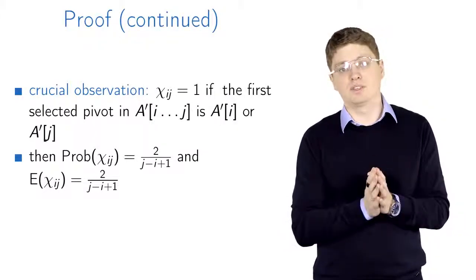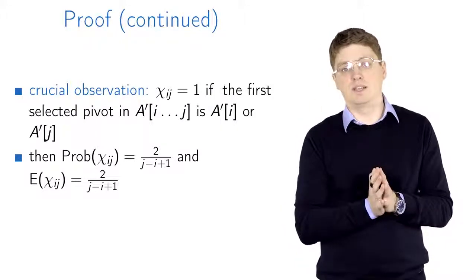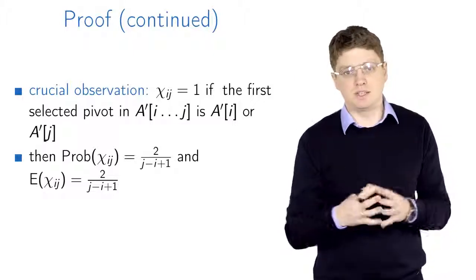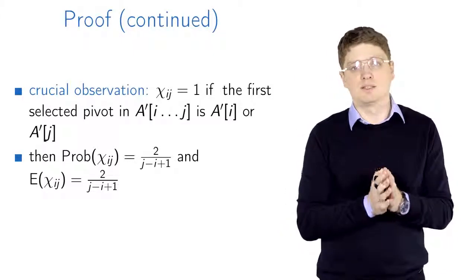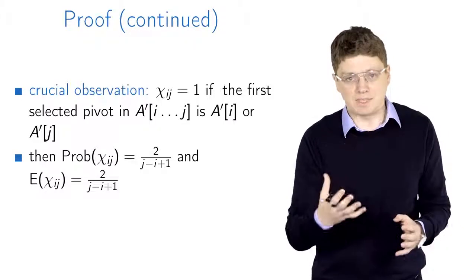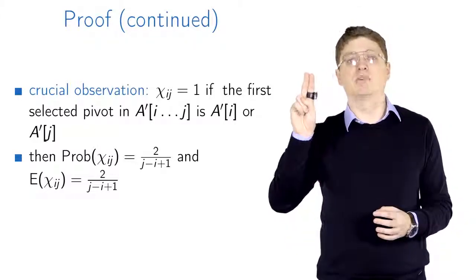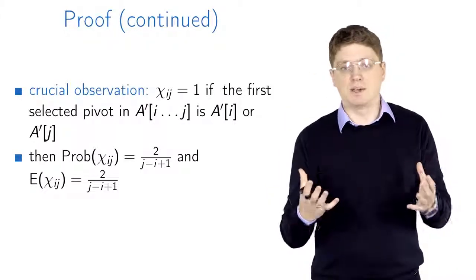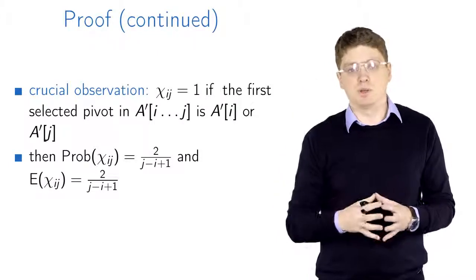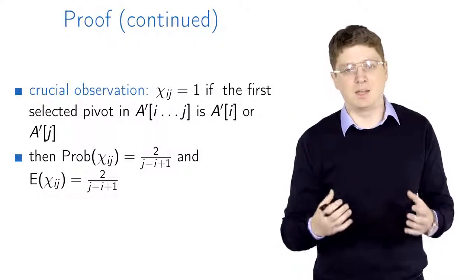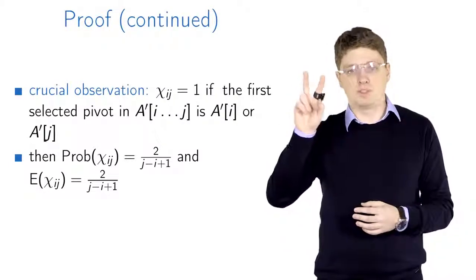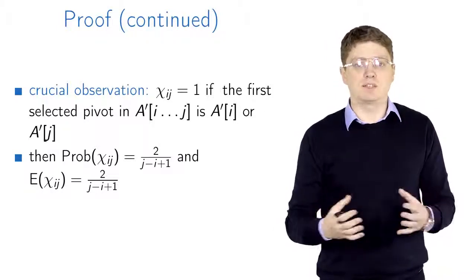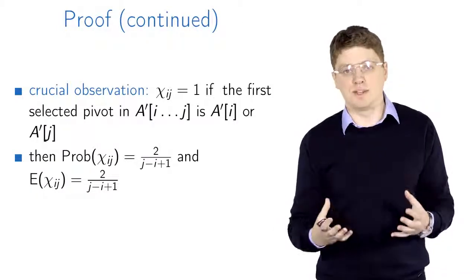For example, if j and i differ by 1, so j is equal to i plus 1, so these are neighboring elements in the sorted array, then this probability is equal to 2 divided by 1 plus 1. This is 2 by 2, this is 1. And this reflects the fact that if there are two neighboring elements inside the sorted array, then the algorithm just must compare them to understand that one of them is smaller. There is no other element that can help our algorithm to realize that one of these elements is smaller than the other one. Okay?